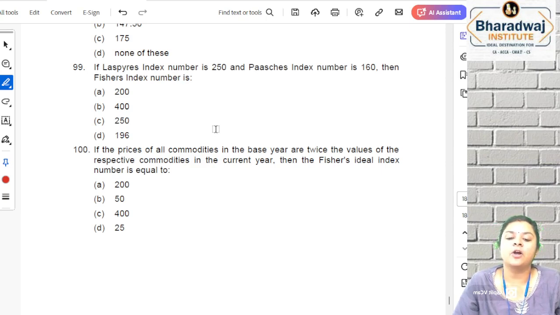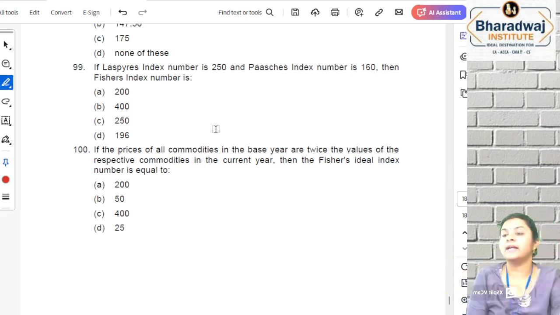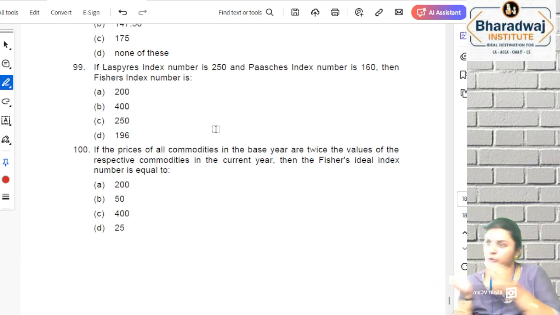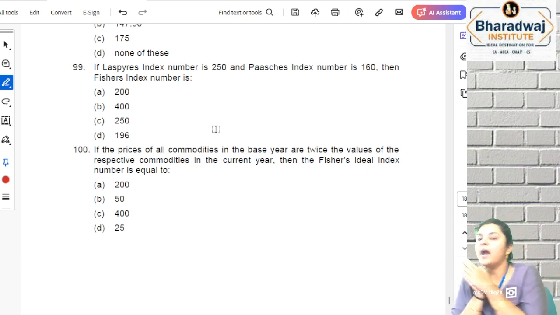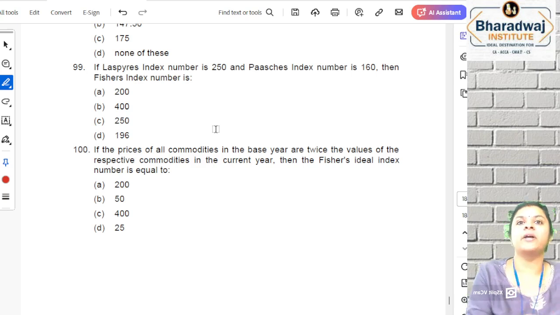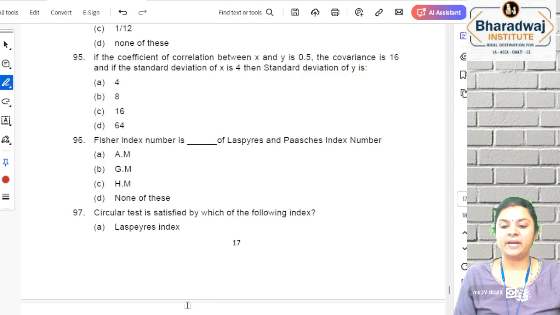And 100. If prices of all commodities in the base year are twice the values of the respective commodities in the current year, then Fisher's index is equal to? Listen carefully. Prices in the base year are twice the price in the current year. Base year price is 2 times, so the current year is half. Correct? 2 on the other side will become half. So if the base year is 100, the current year is half, and the answer is 50. Normally you would take 200 as the answer, but that is wrong. Look at the point where they have given twice for the base year. Clear? So we have completed this question.